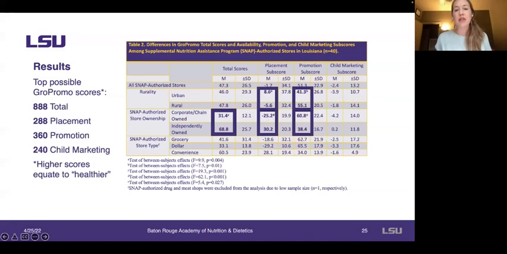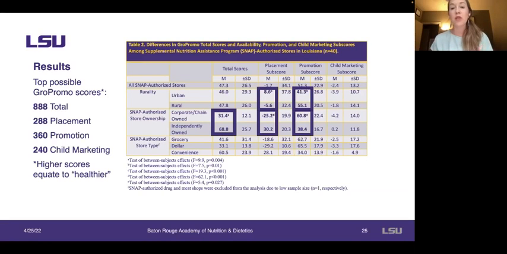We did find some interesting differences. So independently owned stores, contrary to the NIMS research, did score better than corporate or chain owned. And there were differences in the placement and promotion as well. We didn't find that urban or rural stores scored differently. What we did find is that each one had a different score for the placement and promotion subscore.